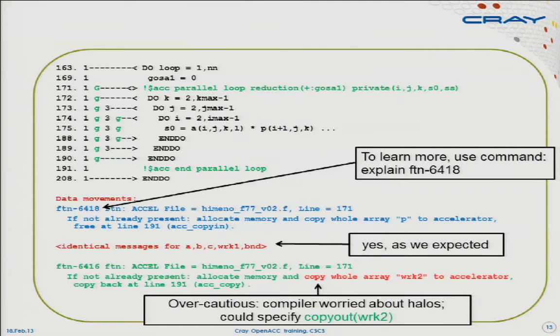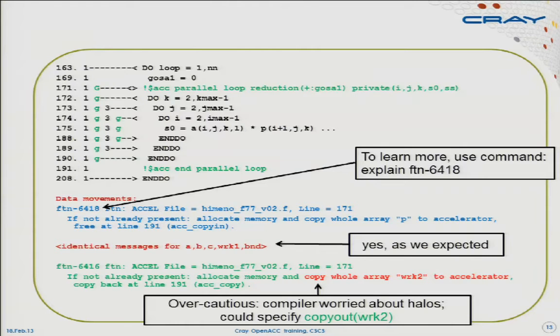So, data movements. Underneath this source listing, you'll find a set of messages. Each of them has a little thing at the beginning that you can use the explain command for. It gives you the line number. And it says at the start, if it is not already present, allocate memory and copy the whole array P to the accelerator. And at line 191, the end, you should free that memory, but not copy it back. That's the copy-in directive it's telling you. And the identical messages for the other arrays.